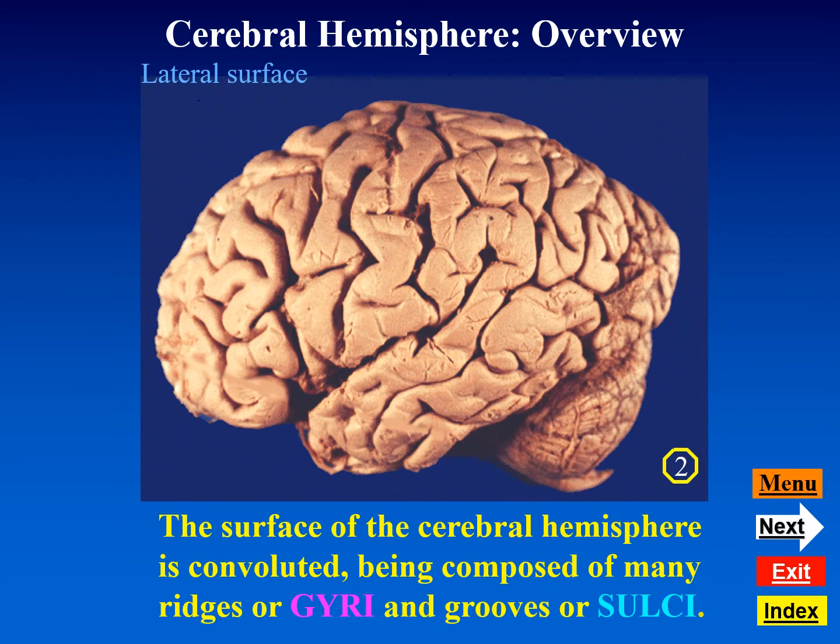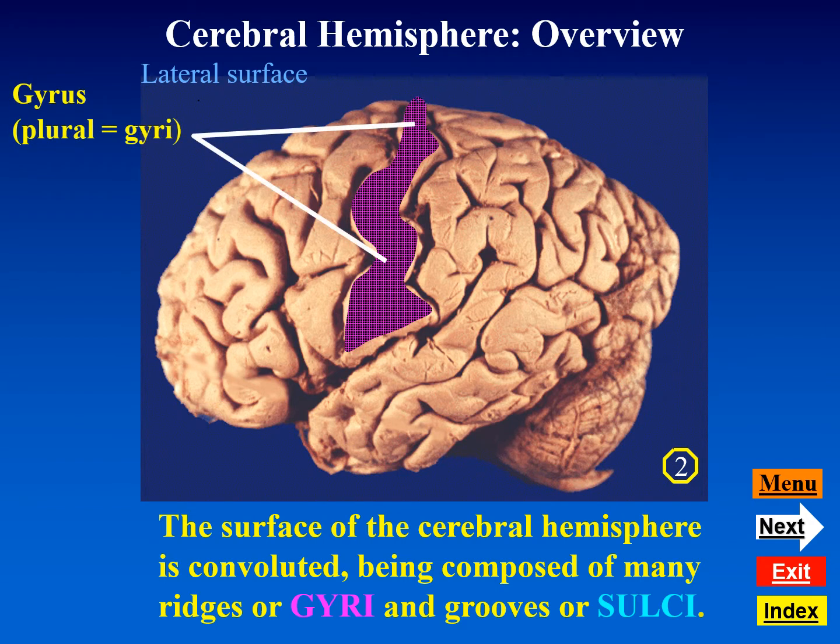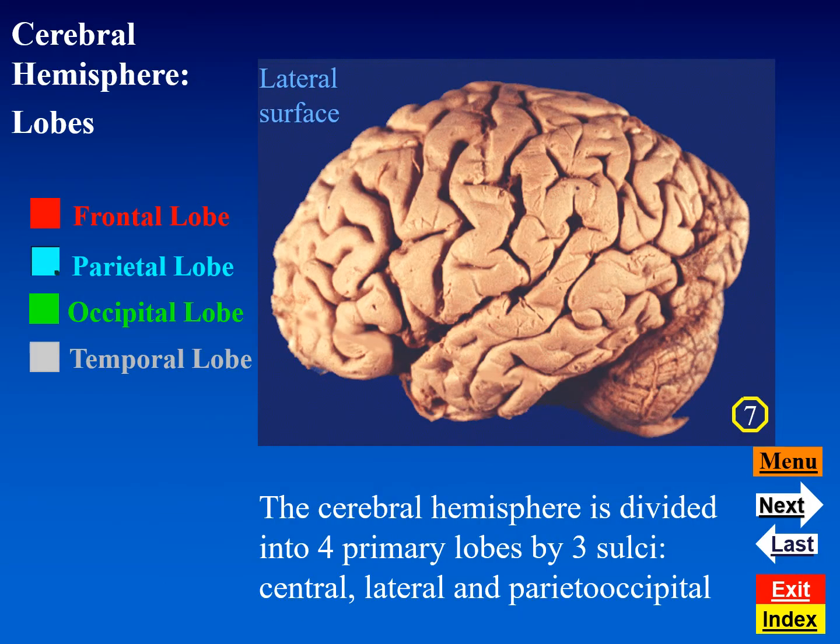The surface of the telencephalon consists of a highly convoluted surface of gray matter, the cerebral cortex, forming ridges or gyri, which are separated by grooves or sulci. Some of these sulci subdivide the cerebral hemisphere into lobes.